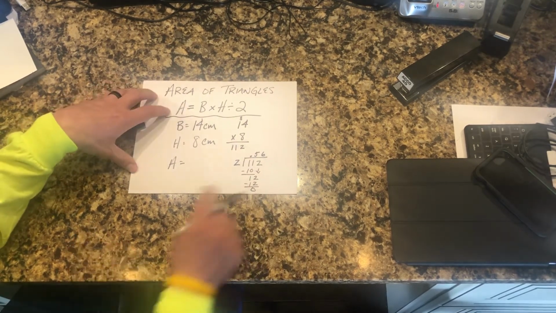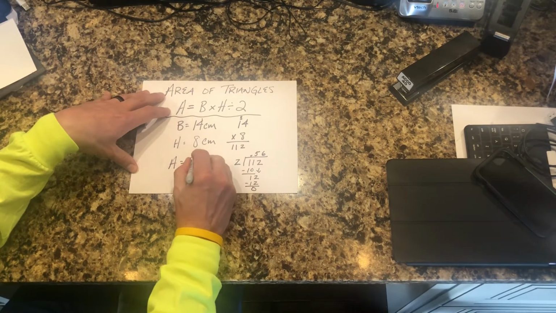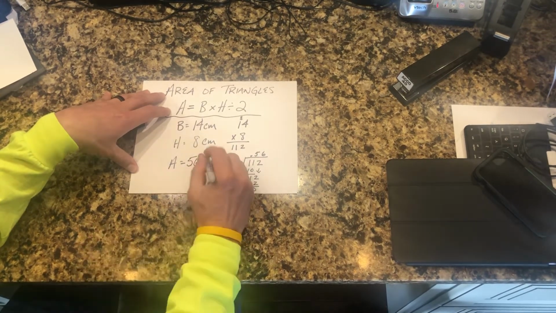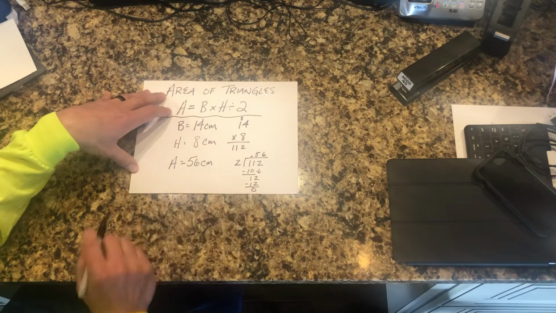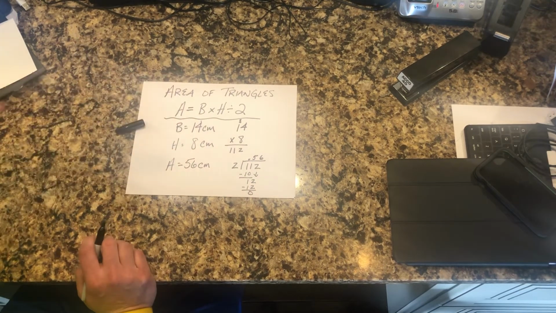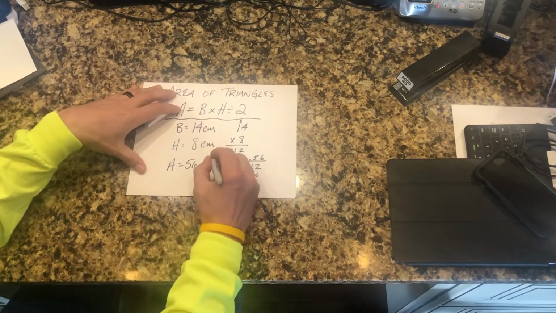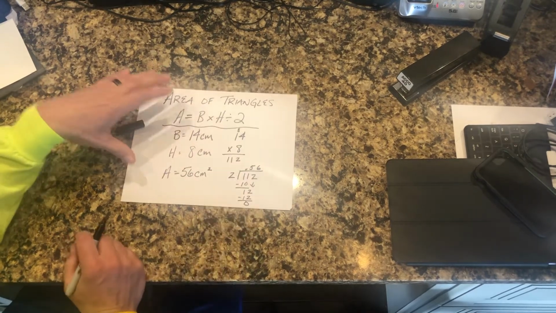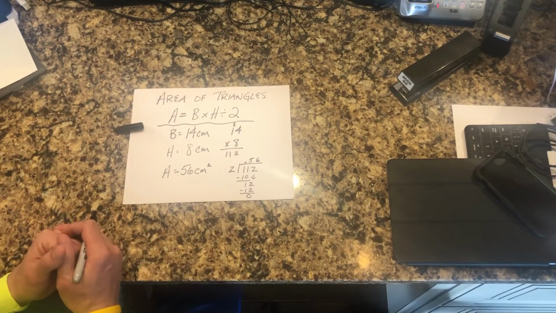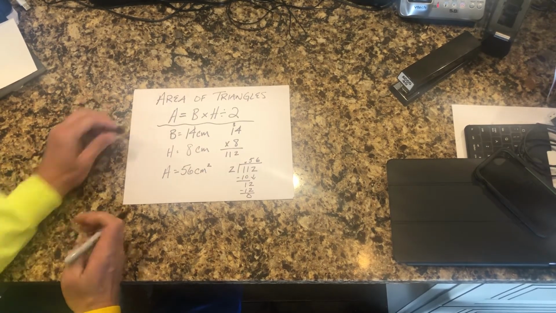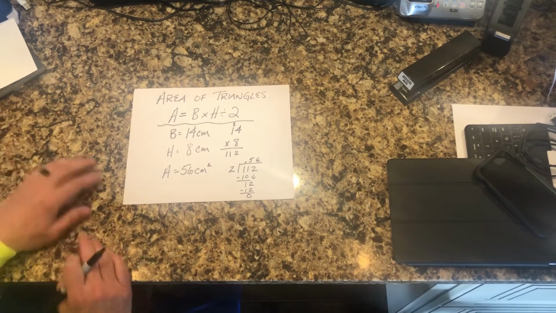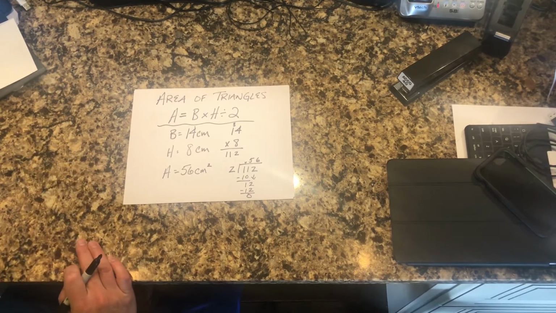So the area of this triangle is 56, and then we need to have a label of centimeters, and remember that when we're dealing with area, that label has to be squared because we're talking about how much space a two-dimensional shape can take up. So that's a quick review problem from 10.2, and you'll deal with those when we get to 10.3.